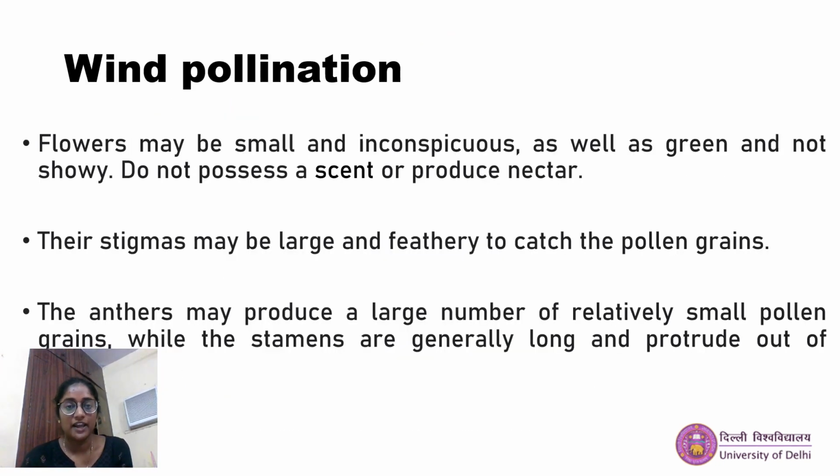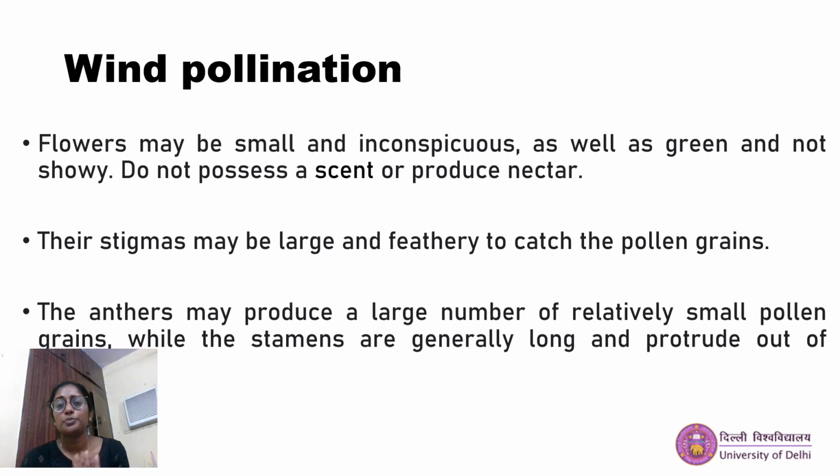So the first abiotic one would be your wind pollination. So wind pollination, as the name suggests, is when the medium is the wind, through wind the pollination occurs. So the flowers here can be small. The flowers are small, inconspicuous. They can be green, but they are not very showy.